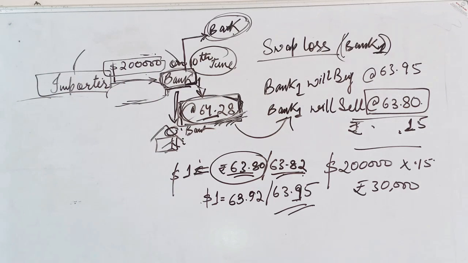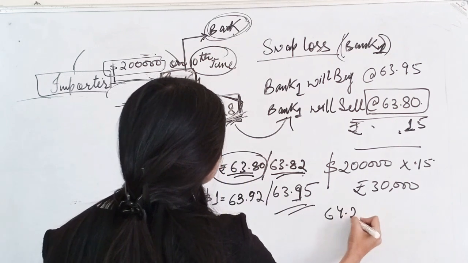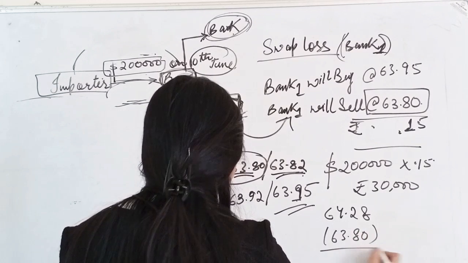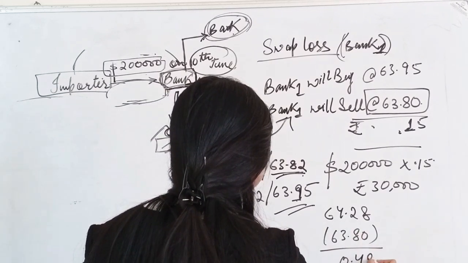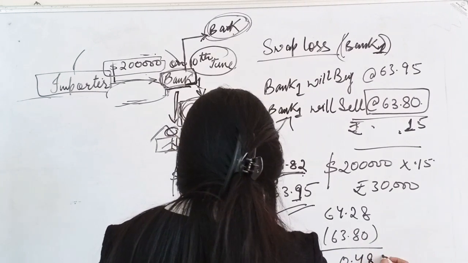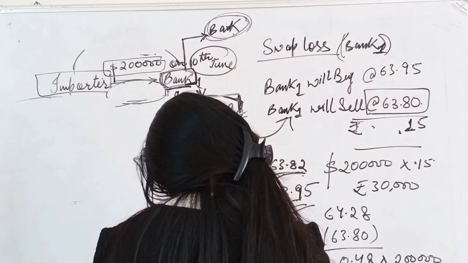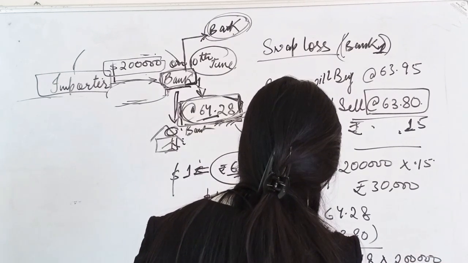So how much is that fund? 64.28 minus 63.80, which is 0.48, multiplied by 2 lakh, is equal to rupees 96,000.